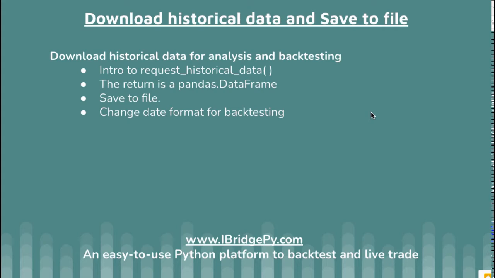In backtesting, there's one feature that allows users to provide historical data from any providers. For example, you have a third-party data provider. You can supply historical data to the iBridgePy backtester. And in that case, downloading historical data and saving it to a CSV file is important for backtesting.